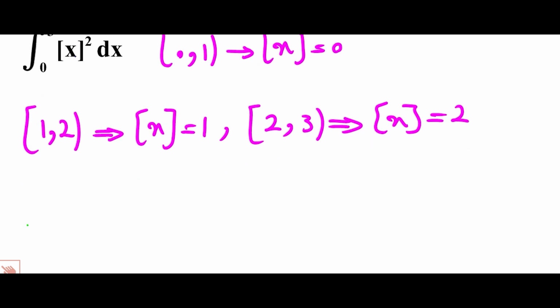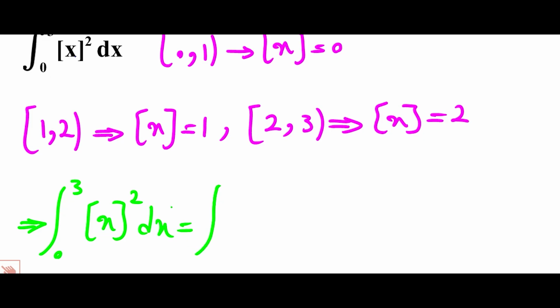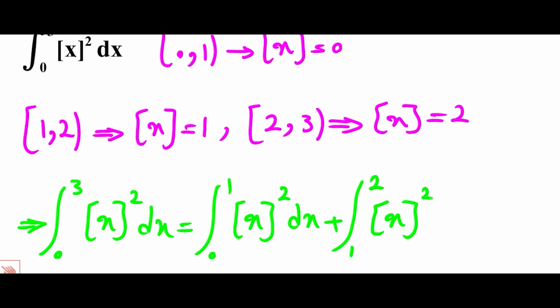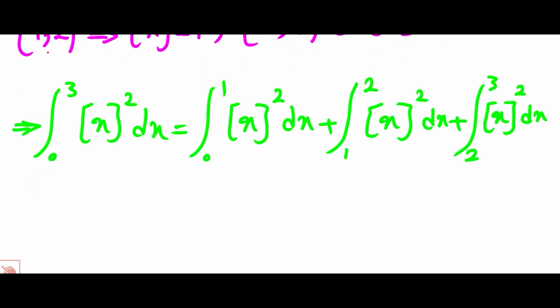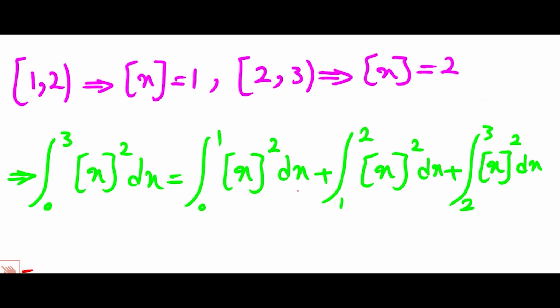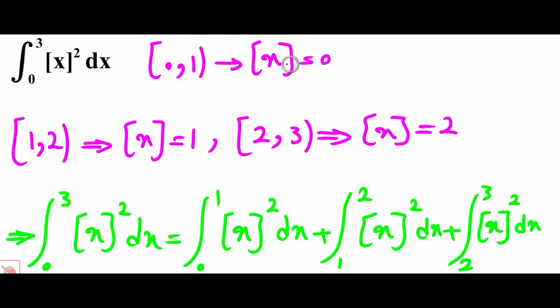So the integral from 0 to 3 of the floor of x squared dx equals the integral, sorry, from 0 to 1 of the floor of x squared dx, plus the integral from 1 to 2 of the floor of x squared dx, plus the integral from 2 to 3 of the floor of x squared dx, right?